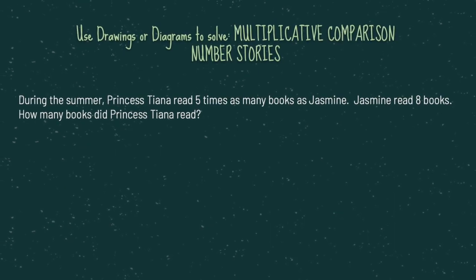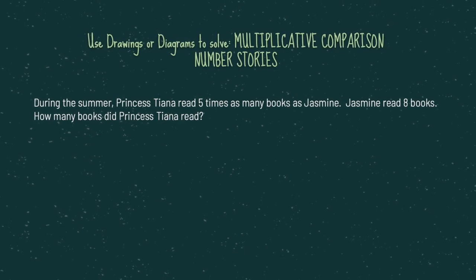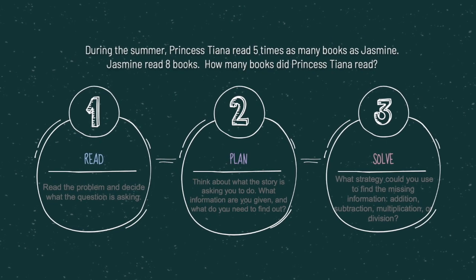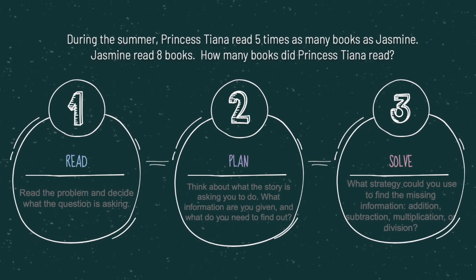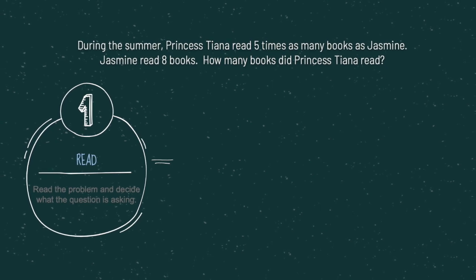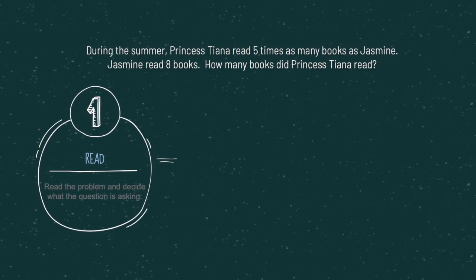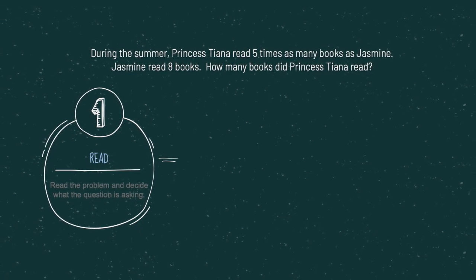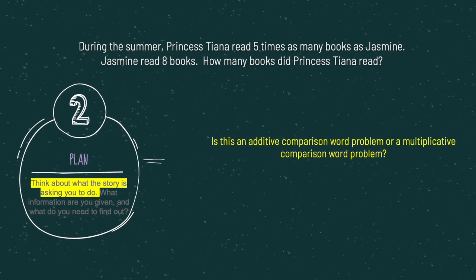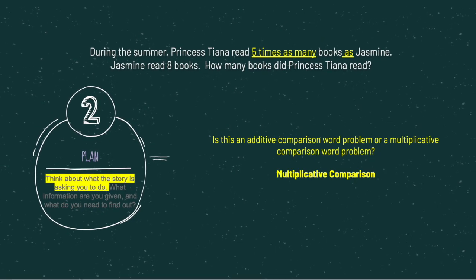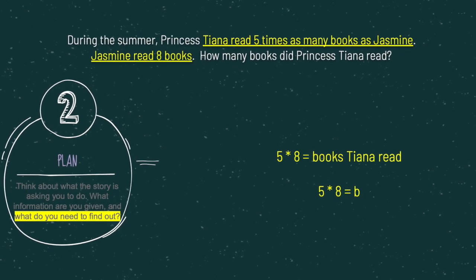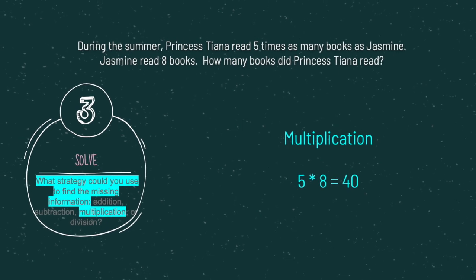Now, we're going to take a look at another multiplicative comparison problem. Remember, we solve word problems using 3 short steps. Step 1. Read. During the summer, Princess Tiana read 5 times as many books as Jasmine. Jasmine read 8 books. How many books did Princess Tiana read? Step 2. Think about what the story is asking you to do. What information is given, and what do you need to find out? Step 3. What strategy could you use to find the missing information?